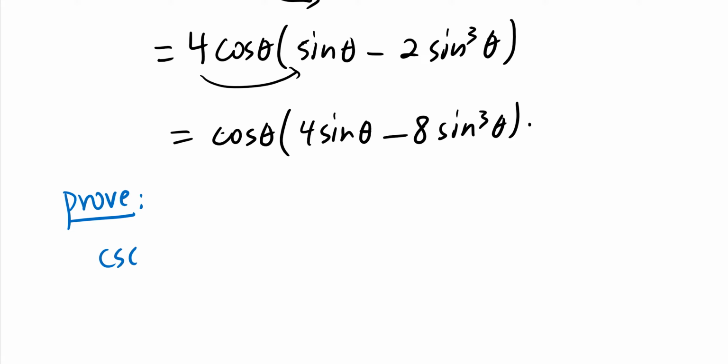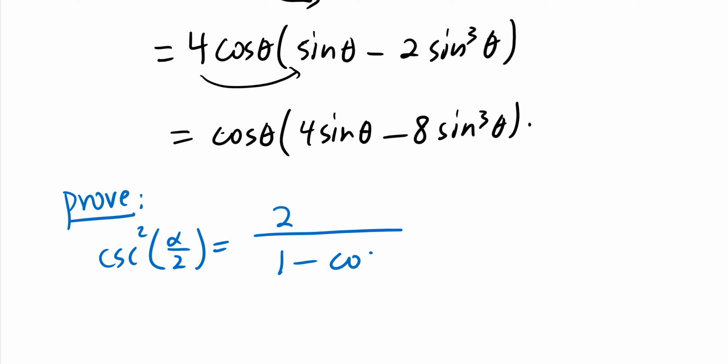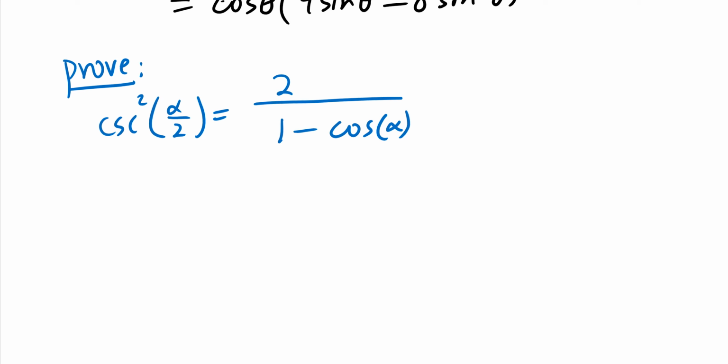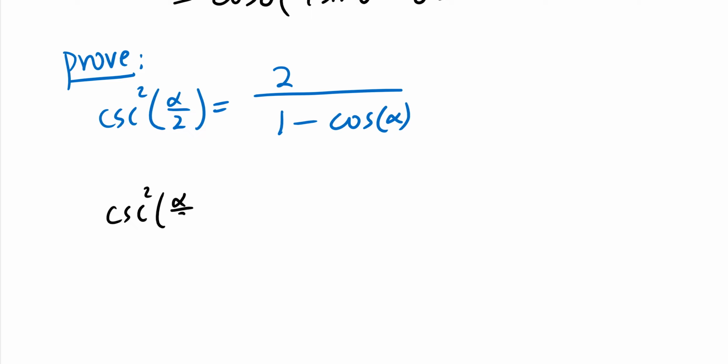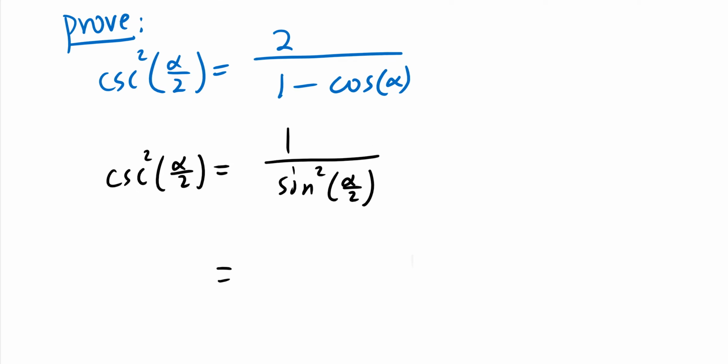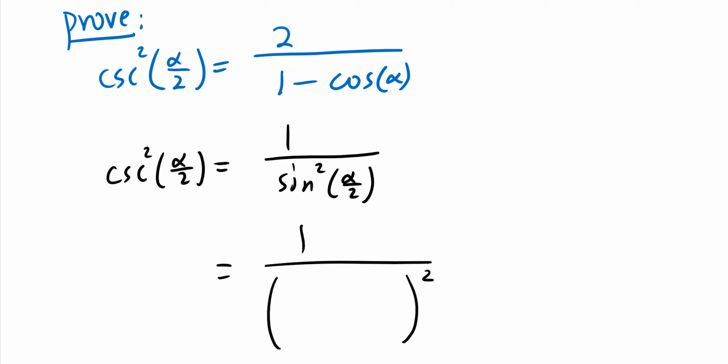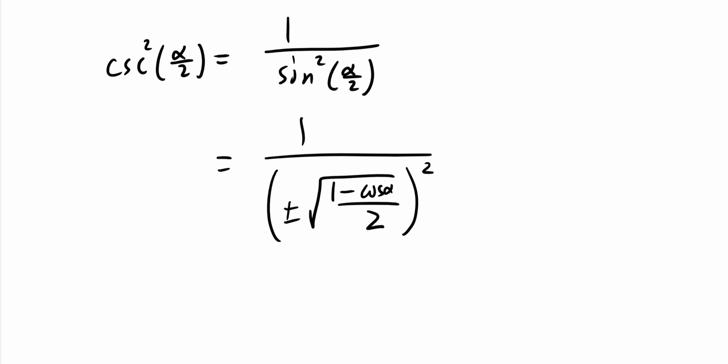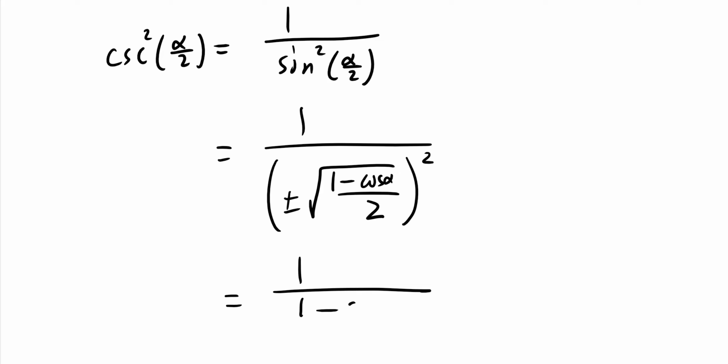What about if it's a half angle? Let's say cosecant squared of alpha over 2 equals 2 over 1 minus cosine alpha. How are we going to prove this one? To do so, let's start with the left hand side. I'm going to take the cosecant squared of alpha over 2. This is 1 over sine squared of alpha over 2. And we know a formula for sine alpha over 2. We proved it today. It's plus or minus the square root of (1 minus cosine alpha) over 2. The square cancels the plus or minus and the square root, so that leaves us with this.